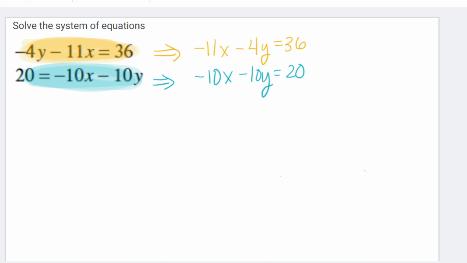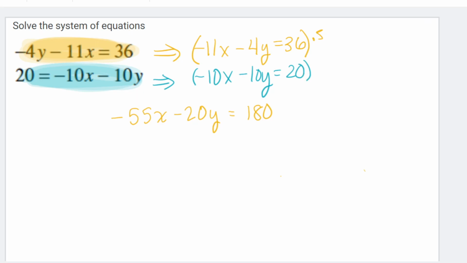So here on the yellow, I'm going to times everything by 5. All right? So when I do that, I get negative 55x minus 20y equals whatever 36 times 5 is. Using my handy dandy calculator. Please do not do mental math. Use your calculator. Can't tell you how many times you guys get stuff wrong because you make little mistakes with your multiplication or adding, okay?